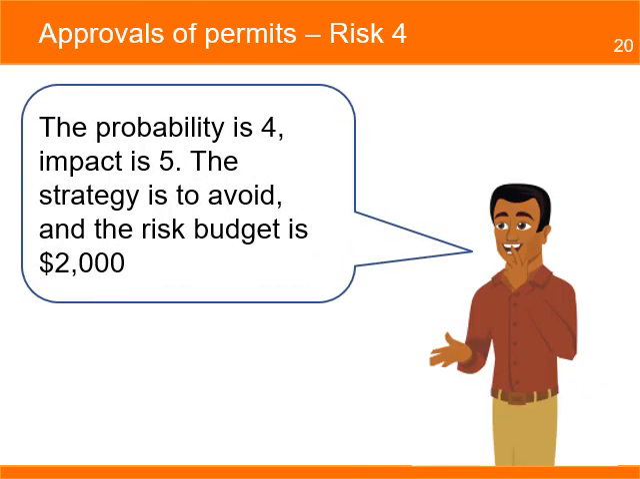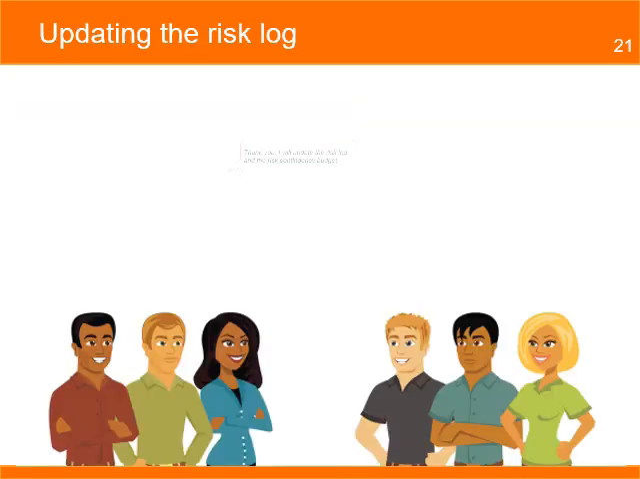The construction manager takes his turn to evaluate the next risk. Permit for electric installation might not be approved on time. He estimates that the value for probability should be a level 4 and a level 5 for impact. The strategy he feels should be used in this case is to avoid the risk by submitting the permit paperwork and the payment ahead of time. The cost of the project for this risk is $2,000.